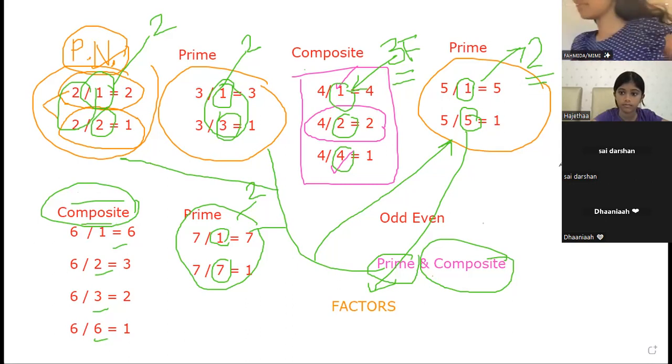Teacher, do you understand now? Prime numbers have 2 factors while the composite have more than 2? Yes, exactly. Prime numbers only have 2 factors. Factors means the numbers you can divide with. All right. Now, let's go explore a bit of composite.